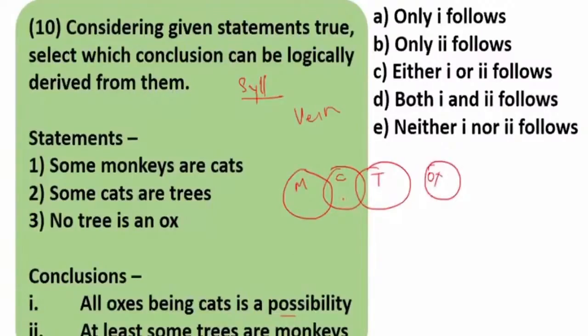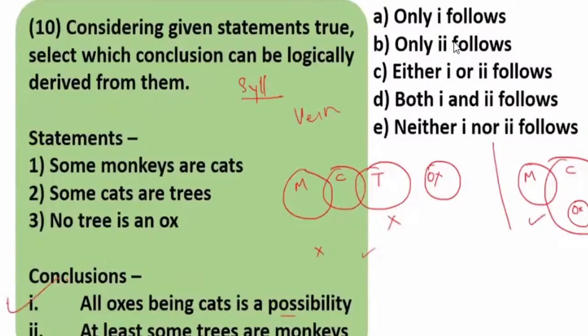All the oxes being cats is a possibility. Now over here what we can have here in this Venn diagram, this is not possible, right? For a possibility there has to be one diagram where conclusion not possible, one diagram where conclusion possible. Let's draw other Venn diagrams. This is say monkeys, this is say cats, some of the cats are trees, and all the oxes are over here, right? All the oxes are over here. So condition that no tree is an ox is satisfied, plus all the oxes being cats is a possibility. This is also satisfied. Here it is not satisfied, here it is satisfied. So this is valid conclusion.